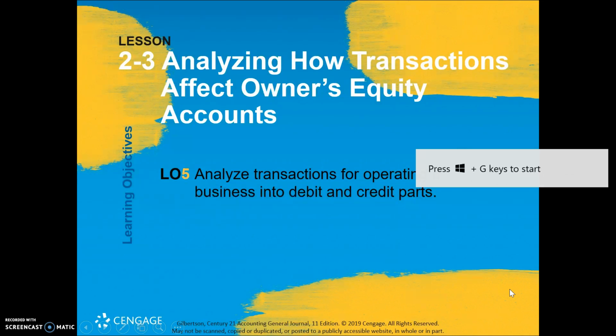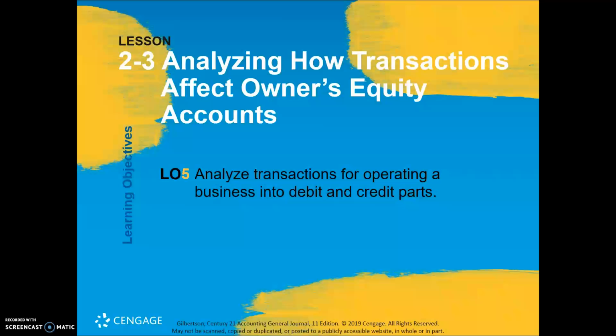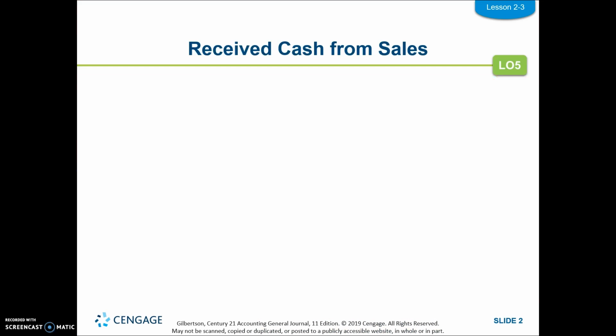Okay, today we're going to talk about Chapter 2, 3, analyzing how transactions affect owner's equity accounts. It's going to be almost like Chapter 1, Lesson 3, where the only thing we're going to talk about, except for a couple of little exceptions, is how things affect the owner's equity account. So when we receive cash on sales, receive sales on account, withdraw an asset, and so forth.